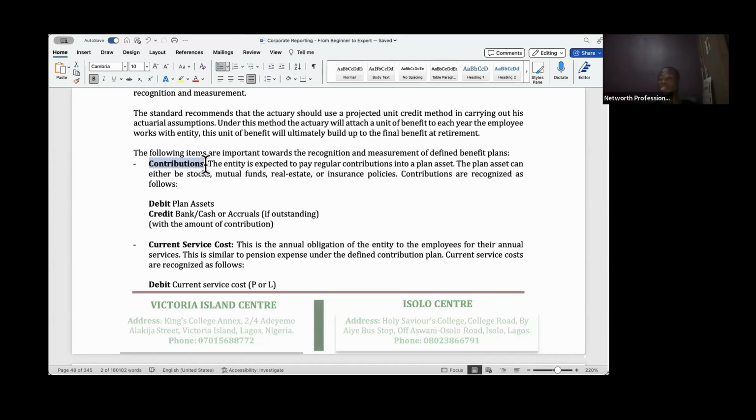So you as the accountant, all you need to do is get the actuarial report. Inside there, you will see this contribution. Just debit plan asset and credit bank.